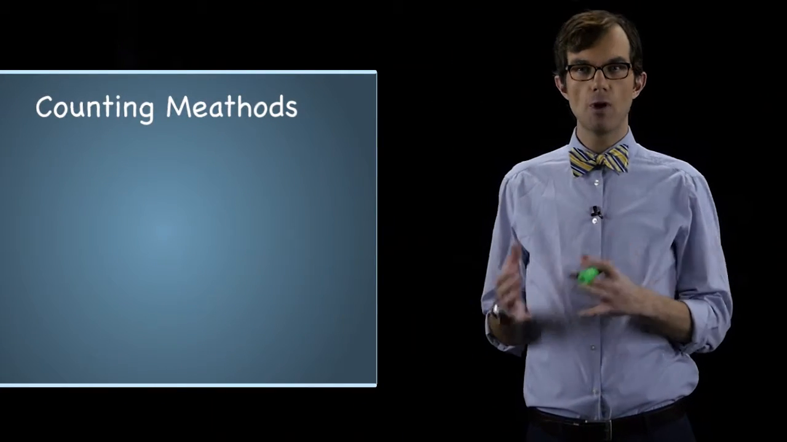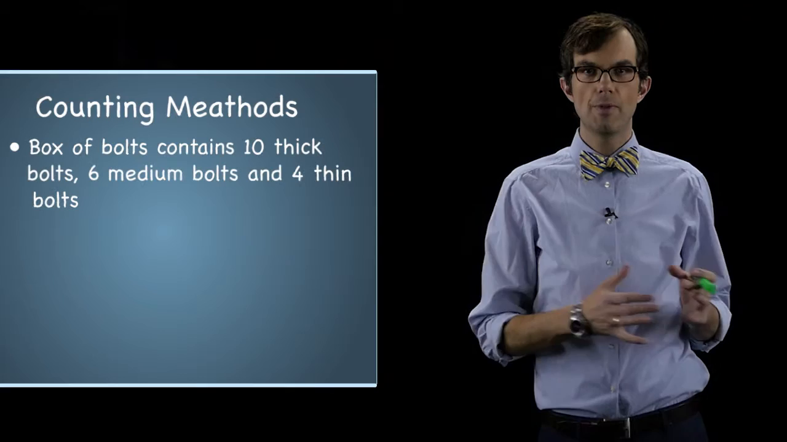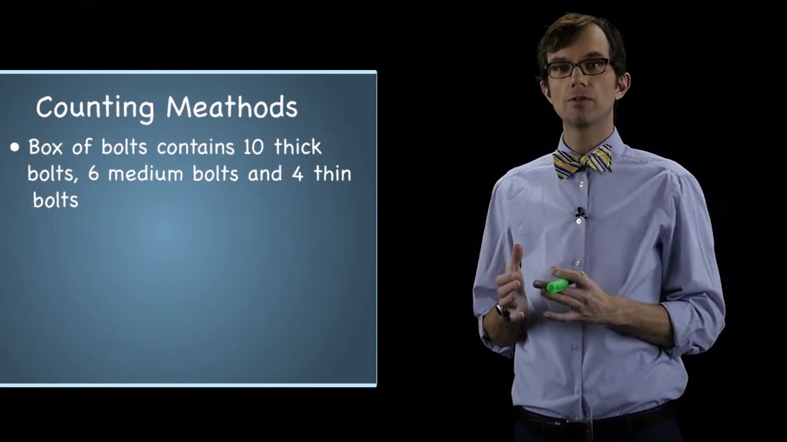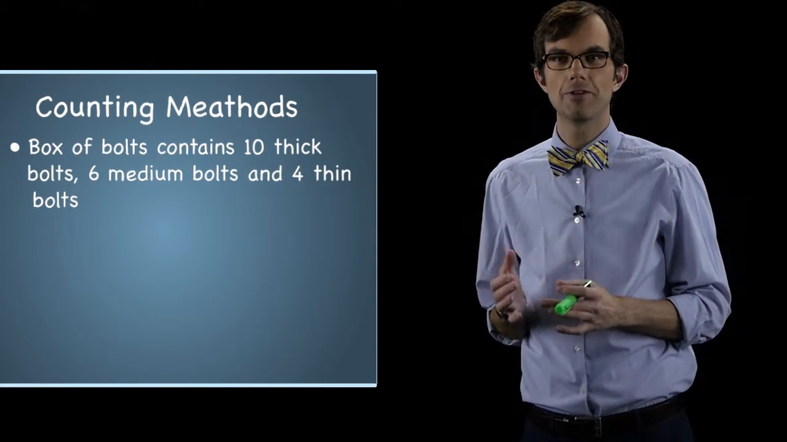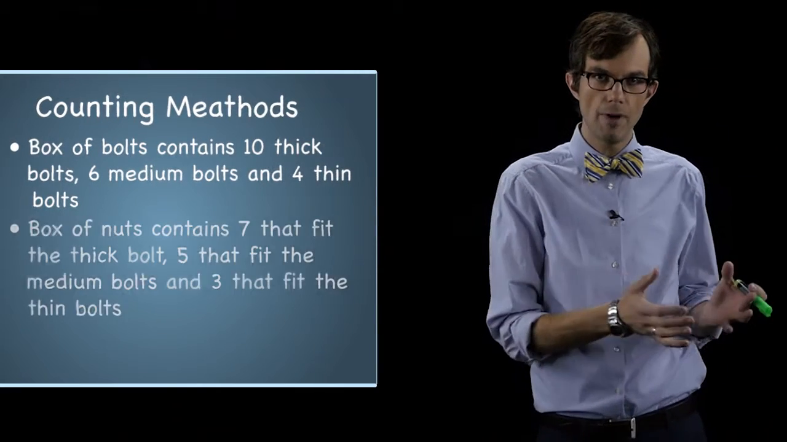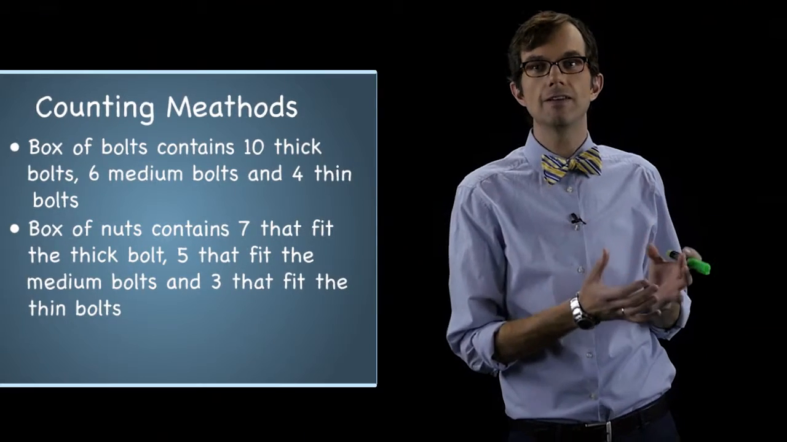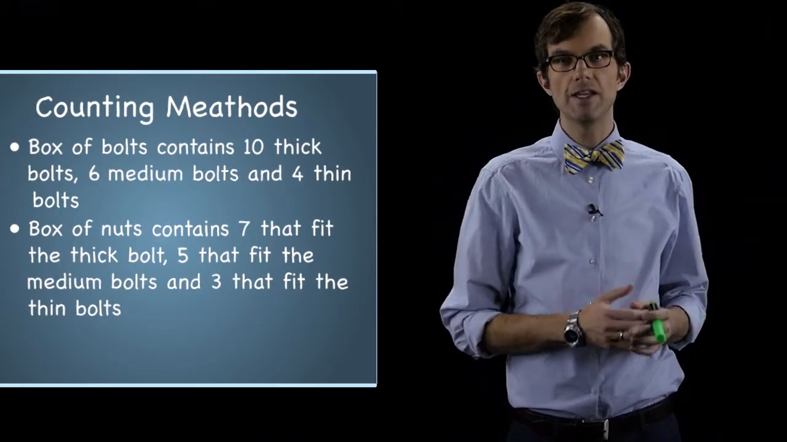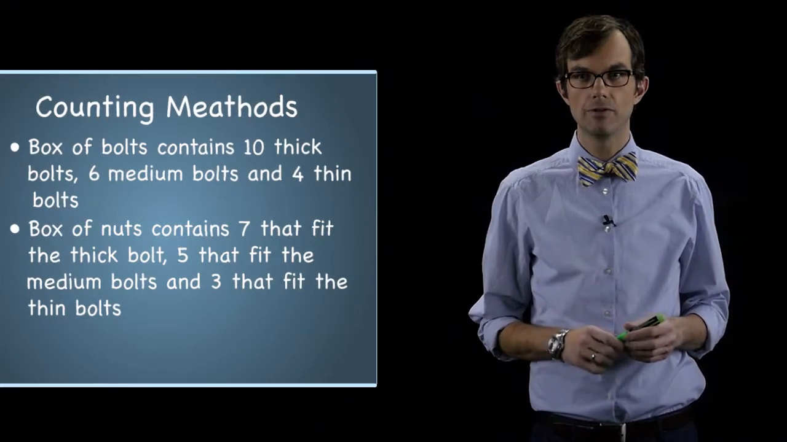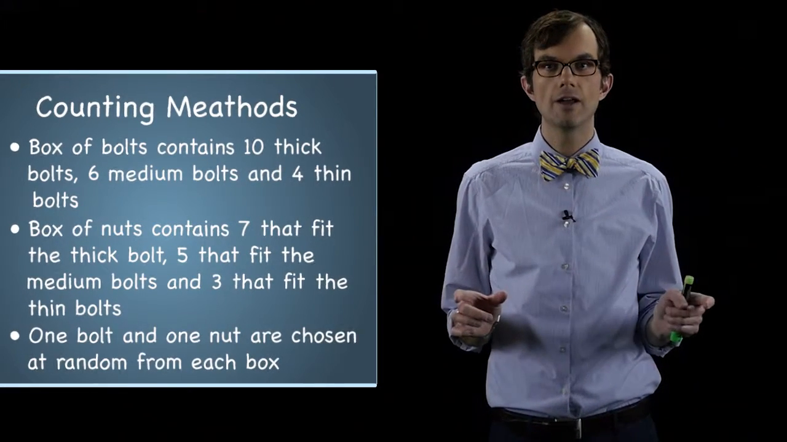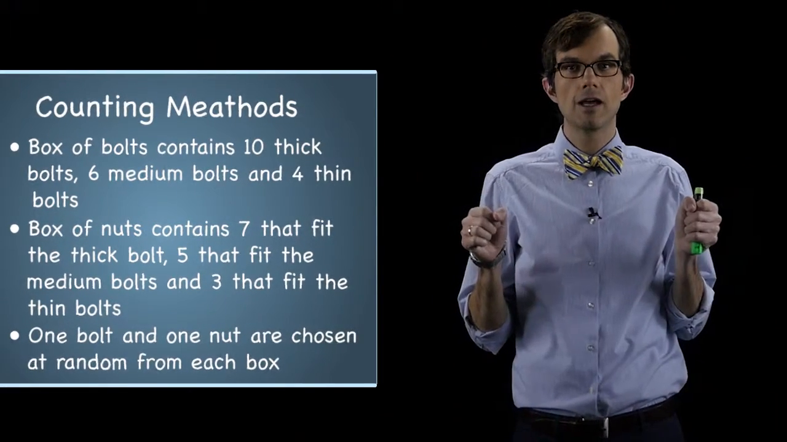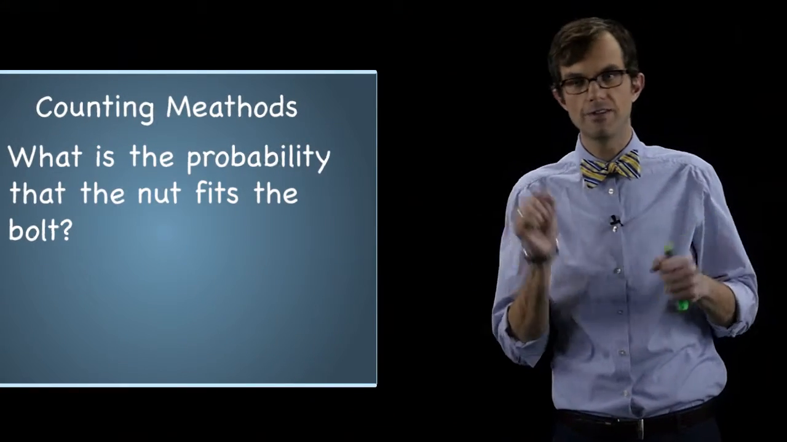So let's work out a few examples that involve counting methods and then translate those into probabilities. First, say we have a box of bolts and a box of nuts. The box of bolts contains 10 thick bolts, 6 medium bolts, and 4 thin bolts. Then a box of nuts, let's say that has 7 that fit the thick bolts, 5 that fit the medium bolts, and 3 that fit the thin bolts. 1 bolt and 1 nut are chosen at random from each box. What is the probability that the nut fits the bolt?